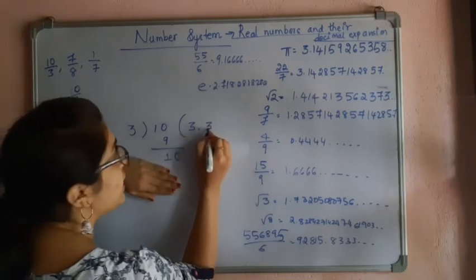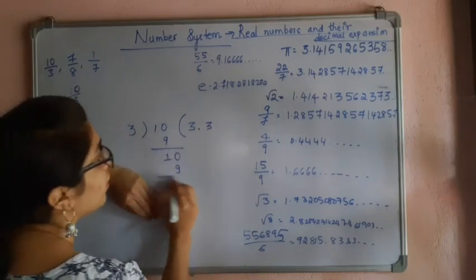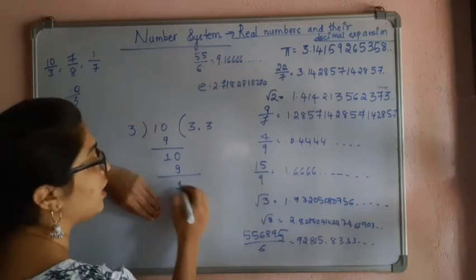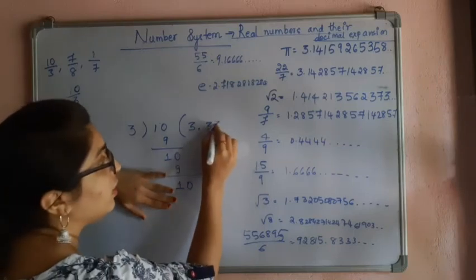So 3 3s are 9. Then again we have remainder 1. Once again it is not divisible, so 10, 3 3s are 9.